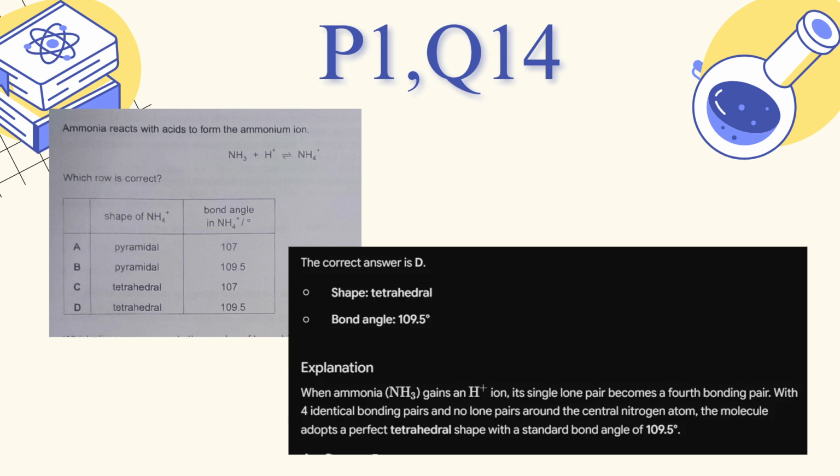Well, when ammonia gains a hydrogen ion, its single lone pair becomes a 4th bonding pair, with 4 identical bonding pairs and no lone pairs around the central nitrogen atom. The molecule adopts a perfect tetrahedral shape with a standard bond angle of 109.5. So the correct answer is D, with the shape tetrahedral and the angle 109.5.